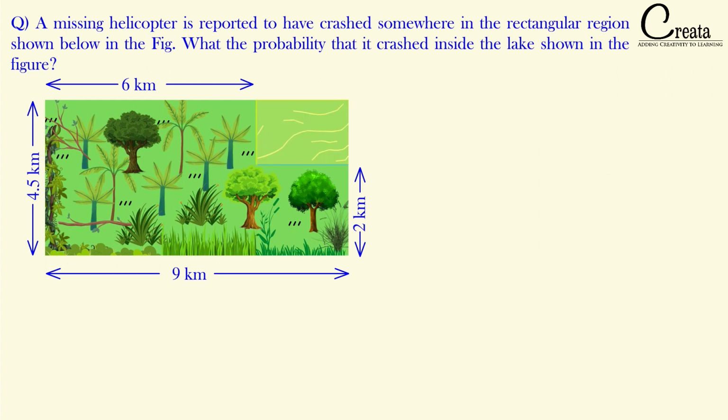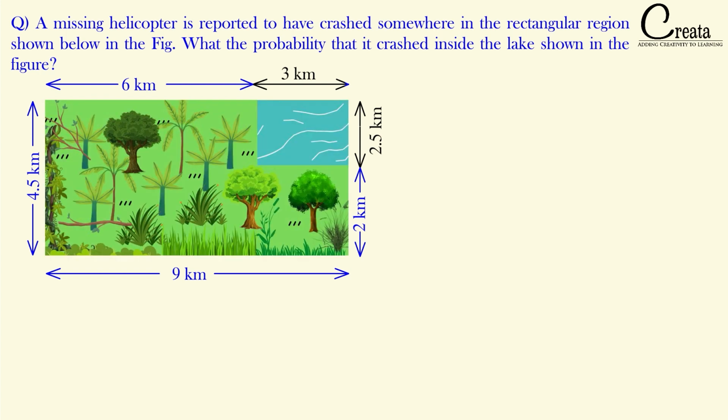So we can calculate the dimensions of this lake. The length of the lake will be 9 minus 6, that is 3 kilometers, and the width will be 4.5 minus 2, that is 2.5 kilometers. We got the dimensions of the lake. We also got the dimensions of the rectangular region in which the helicopter crash has been reported.